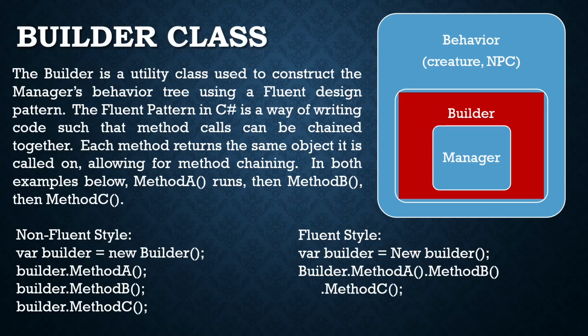So if you take a look at these examples down below here, on the left we have a non-fluent style. So you instantiate a builder, and then you call the three methods on the builder, method A, method B, and method C. With the fluent style of C#, you instantiate the builder just like before, but you can then call builder dot method A, and then dot method B, and then dot method C. So you can chain the methods together. They run in exactly the same way. It just allows you to write the code a little differently.